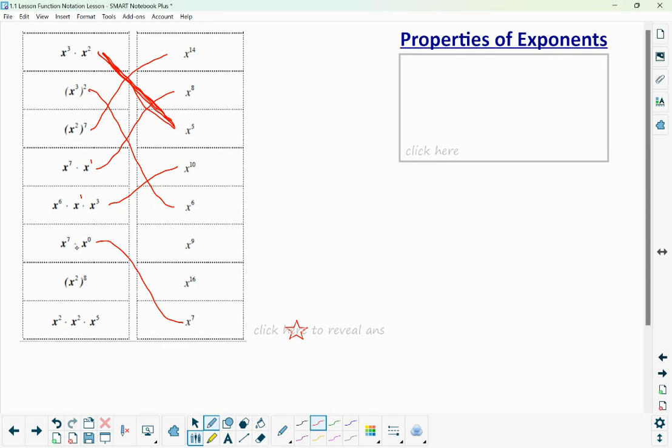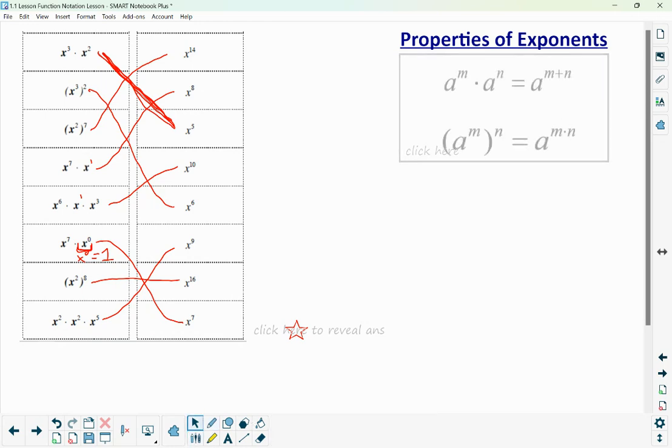Now, what that means, you might recall, is that x to the 0 is equivalent to 1. The next one here, x squared raised to the 8th power, is a situation where we need to multiply those powers together, x to the 16th power, and then our last one is x to the 9th.